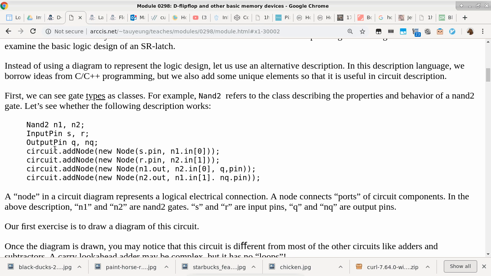In other words, I am turning a picture into text here. So why would I want to do something like that? A picture is a lot more intuitive, so why would I introduce a way to turn a picture into text? What do you think? Right, exactly. It's easier to edit.